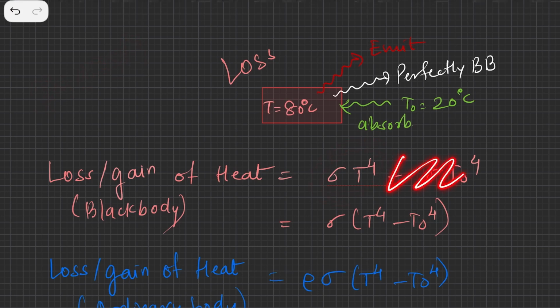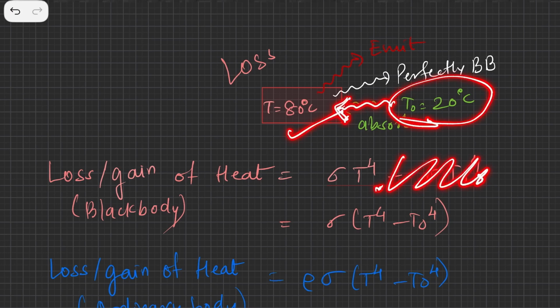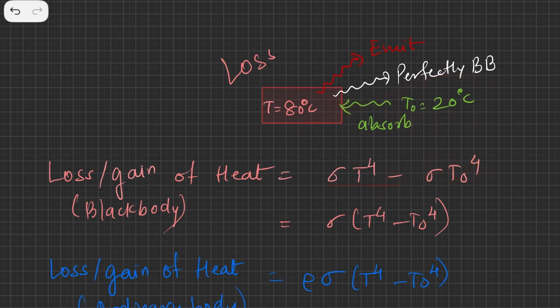Right now you don't look at this. So the amount of energy it is emitting is sigma T raised to 4. This is the amount of energy emitted by this body. But at the same time it is absorbing some amount of energy. Now the amount of energy which it is going to absorb will depend upon the amount of energy emitted by the surrounding. So you see, the surrounding is emitting energy at a temperature of 20 degrees Celsius.